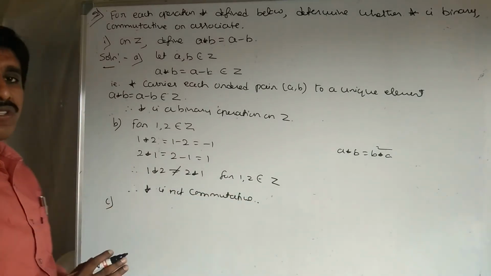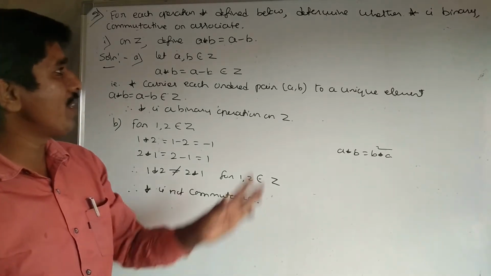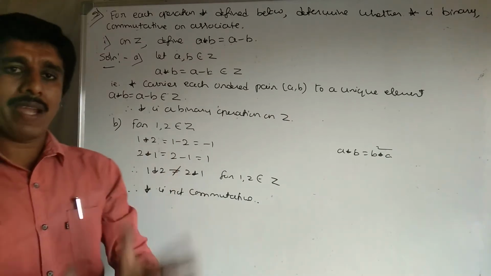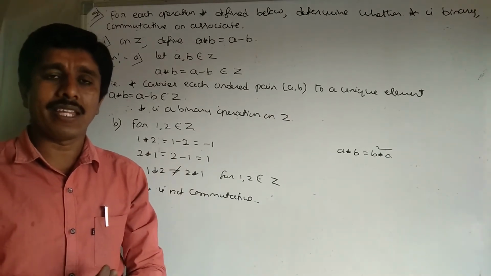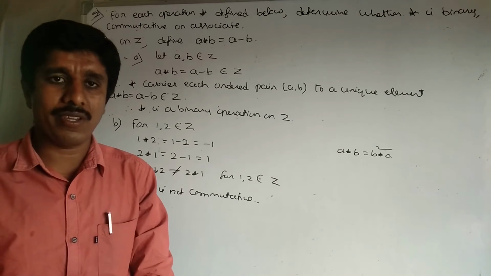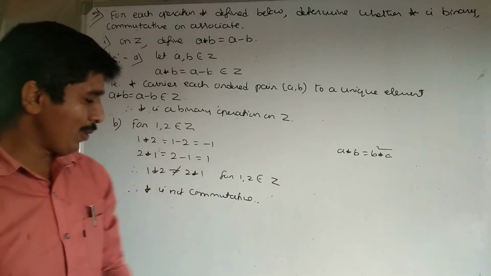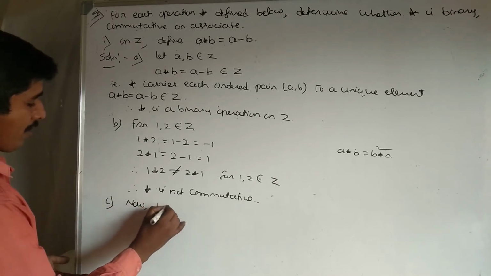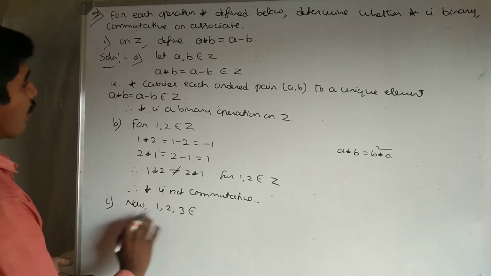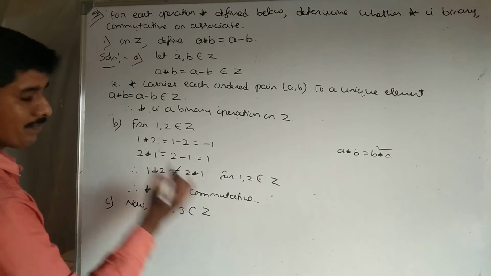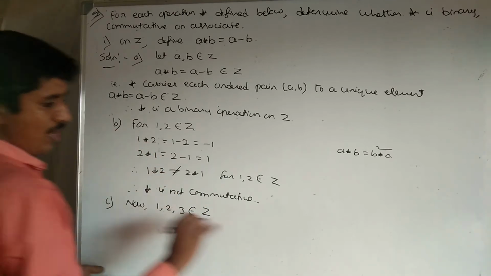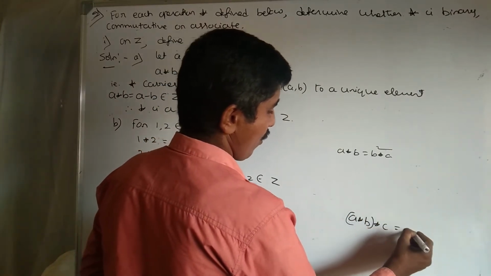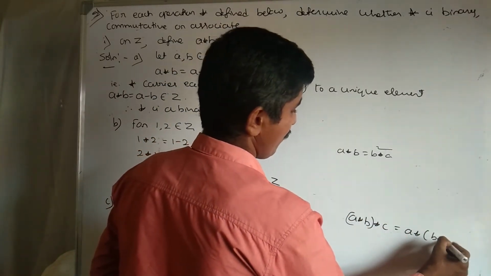Now verify whether it is associative or not. Mind it, clearly it is not associative because the binary operation is subtraction. By taking particular elements in the given set, we prove that it is not associative. Here I am taking 1, 2, 3 belonging to the given set Z. The associative property says that A star B, star C, equals A star of B star C.